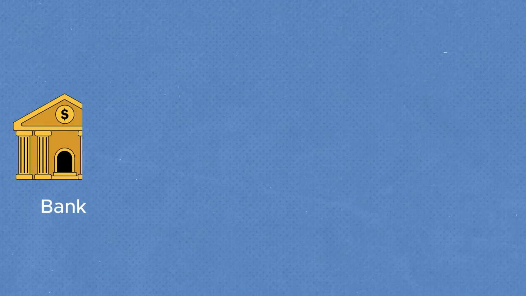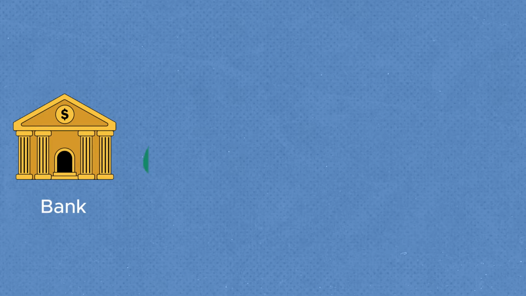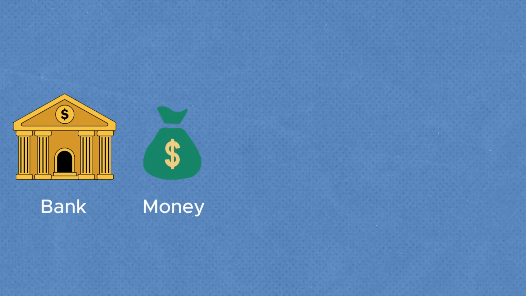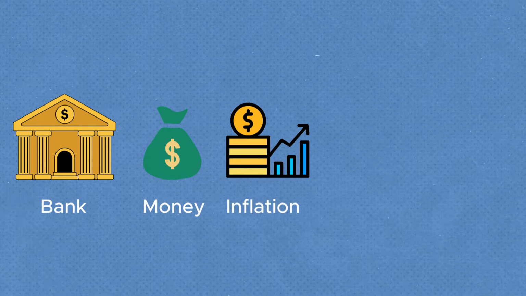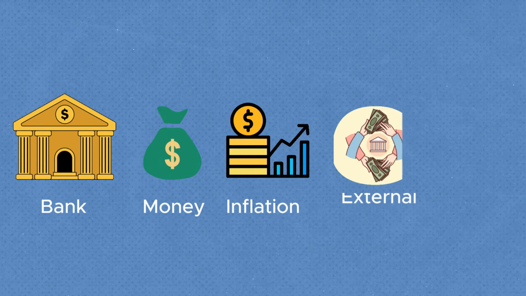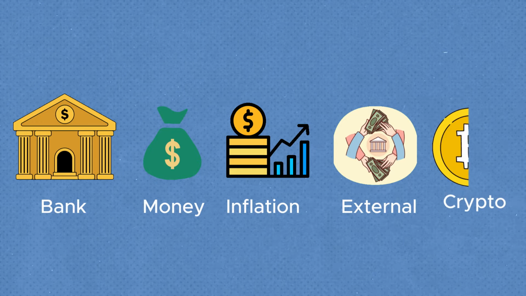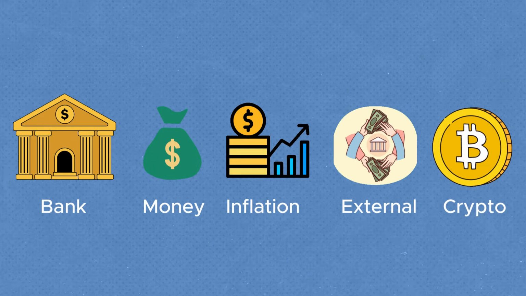In this video, we will see how the banking system works. We will explore the origins and evolution of money itself. We will learn what inflation is and how it's measured. The video also sheds light on external sector dynamics. Finally, we will take an objective look at the rise of cryptocurrencies.